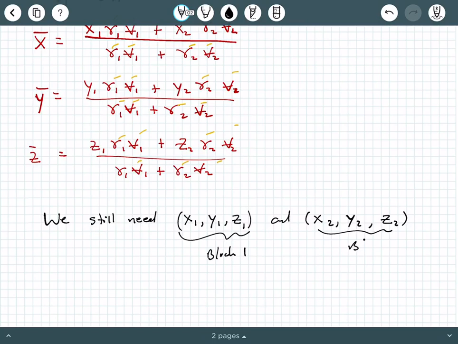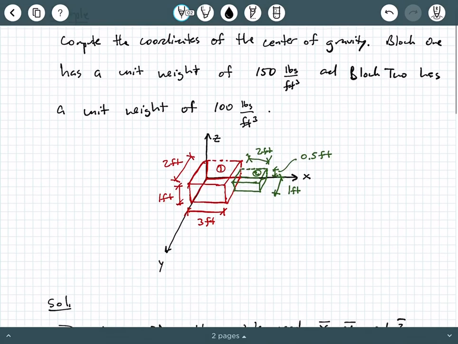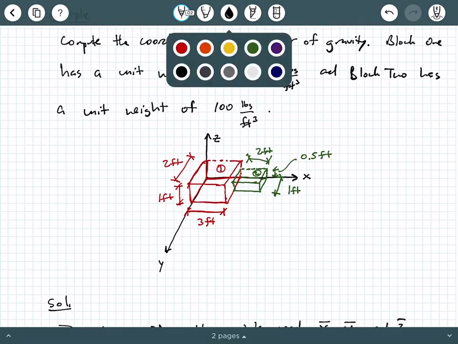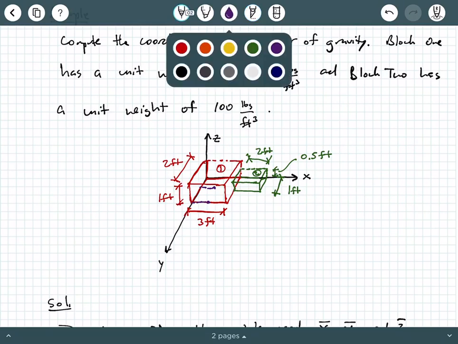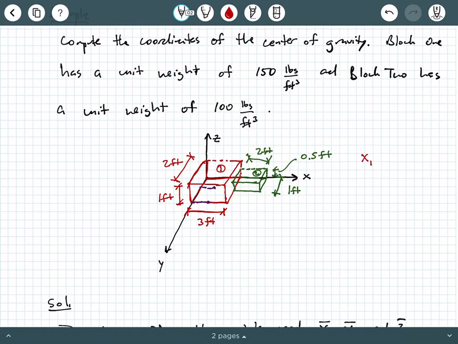So make a note here. This is going to be for block 1, and this is block 2. We got 2 blocks, each with an x, y, z coordinate. Okay, so let's look at block 1. It's a rectangular block. So where is its centroid? Well, in the x direction, it's going to be halfway the distance in the x direction, right? And then it's also halfway the distance in the y direction, and then it's halfway up in the z direction.